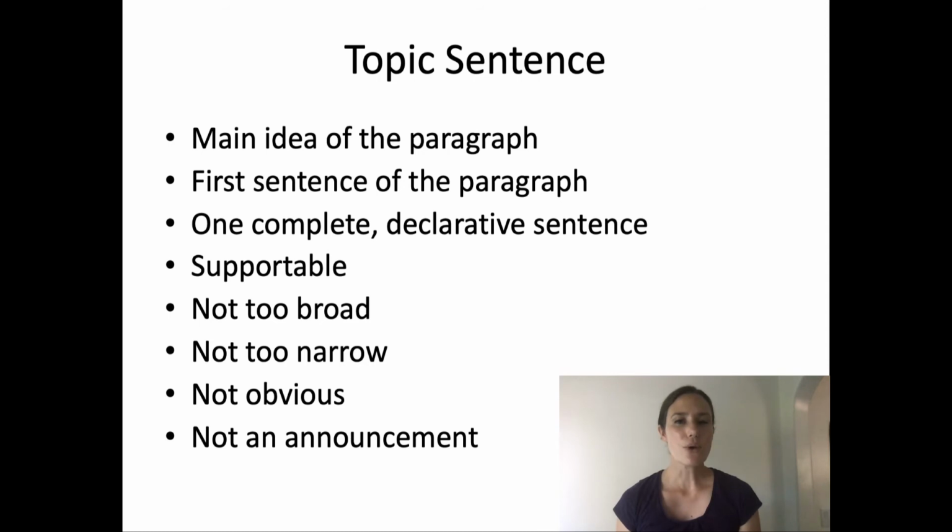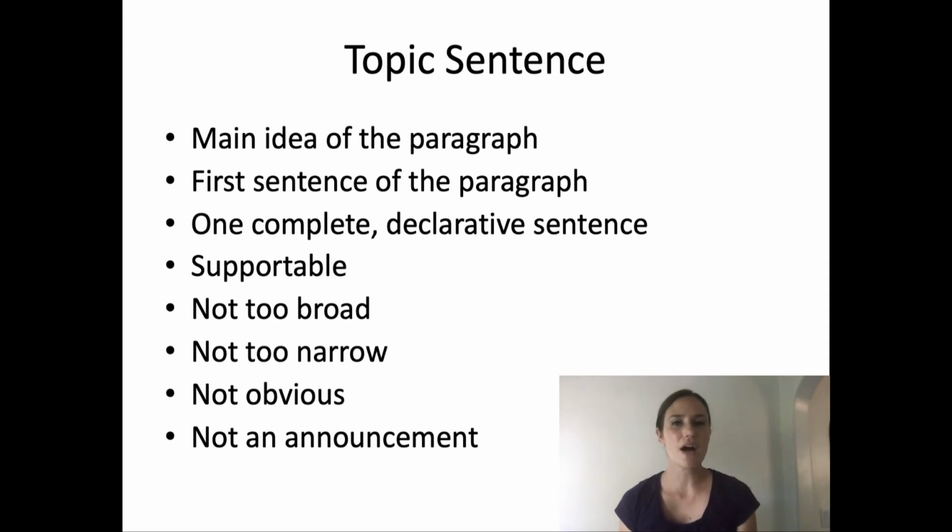You also want to avoid a topic sentence that's too broad. If your topic sentence is more like a thesis or it encompasses the main idea of your entire essay, that means it's too general, it's too broad, and most likely what's going to happen is your examples are going to be too general and too broad and not precise enough. So you want to make sure that your topic sentence is an appropriate scope. On the flip side of that, you also want to make sure that your topic sentence is not so specific or so narrow that you only have one or two sentences to support that topic sentence.